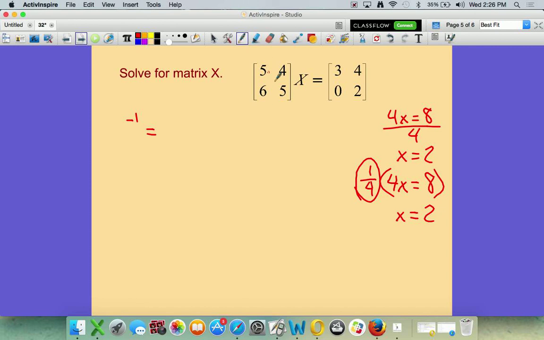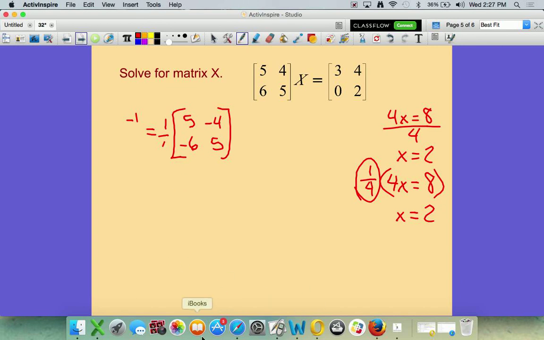Alright, remember, flip the spots, well they're both 5s, so it doesn't matter. But then switch the signs here, so -4, -6. And then we gotta do the determinant. 25 minus 24 is just a 1. So our inverse is just this thing. We would just multiply 1 through here and that doesn't change anything.